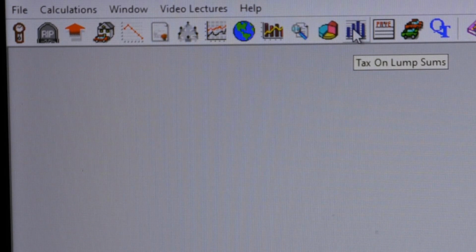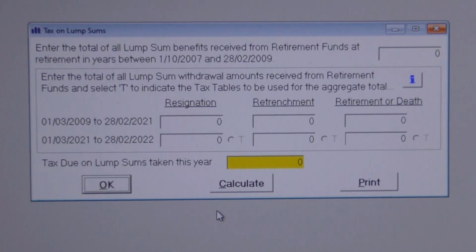This icon opens the tax on lump sums from retirement funds calculator. This calculator will calculate and display the tax due on any combination of lump sum withdrawals pre-retirement or lump sums taken at normal retirement. No less than 6 accredited video tax lectures are accessible from the program explaining exactly how SARS taxes single lump sums and multiple lump sums taken either in the same tax year or over different tax years.